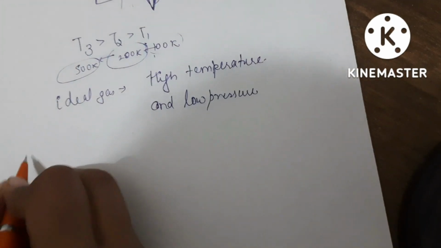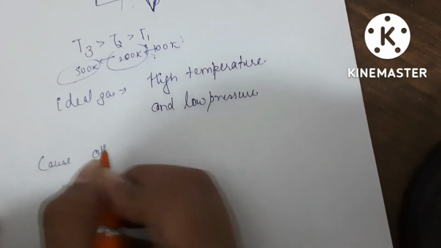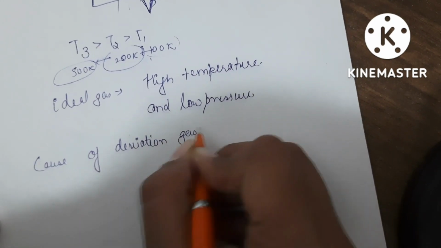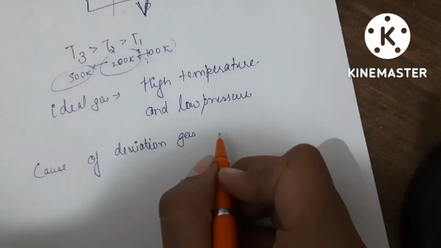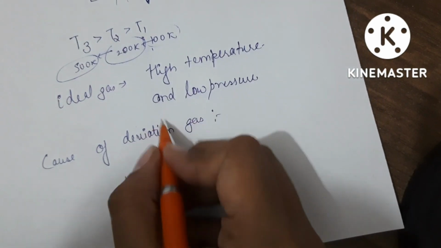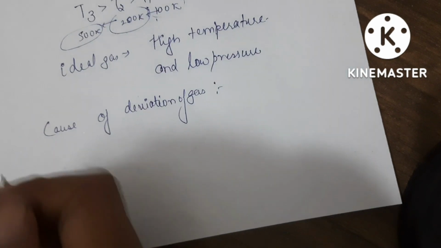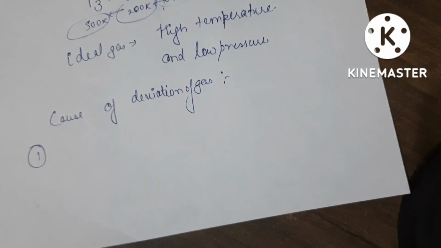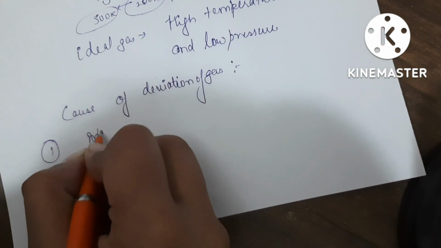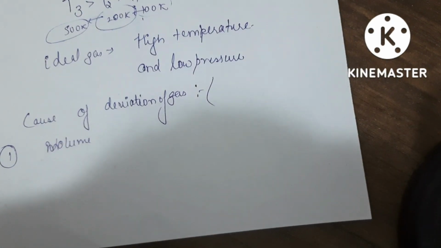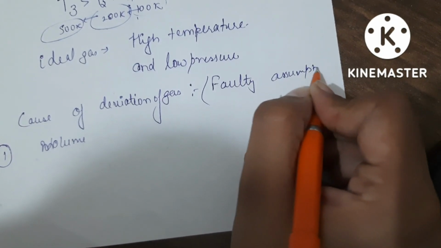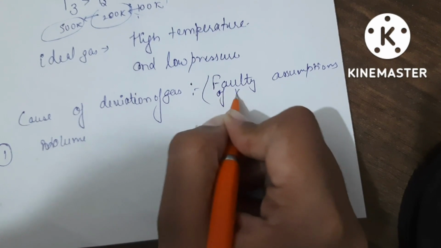Now what is the cause of deviation from ideal behavior? Why do these gases deviate from ideal gas? The cause of deviation of gases is the faulty assumptions of the kinetic gas theory.